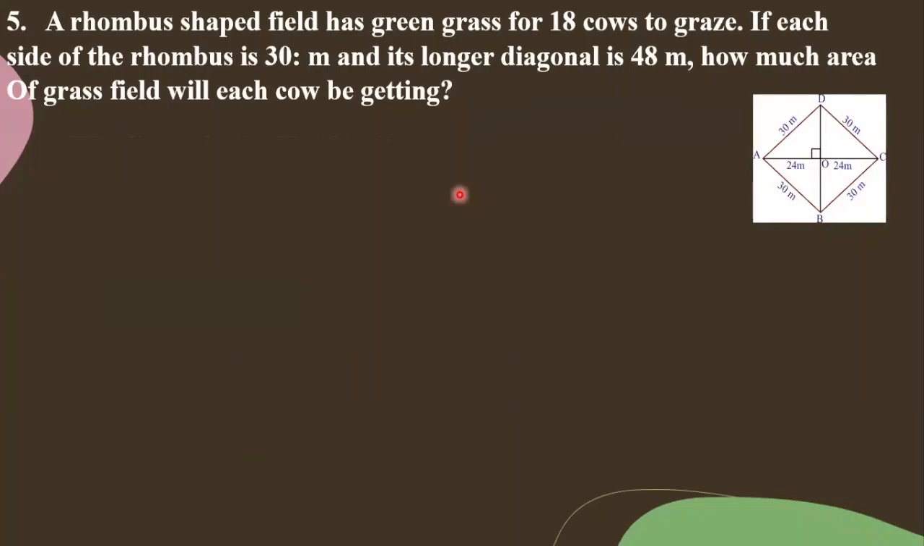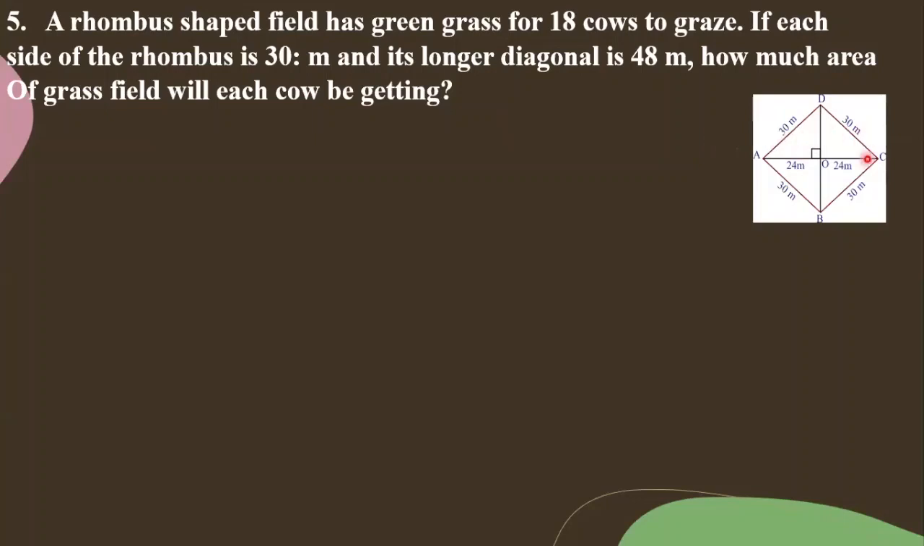Next, come to the fifth question. For the fifth question, I'll explain two different ways. A rhombus shaped field has green grass for 18 cows to graze. Am I clear? This is a rhombus ABCD. This field has grass for 18 cows to graze. If each side of the rhombus is 30, we know that in a rhombus all sides are equal.